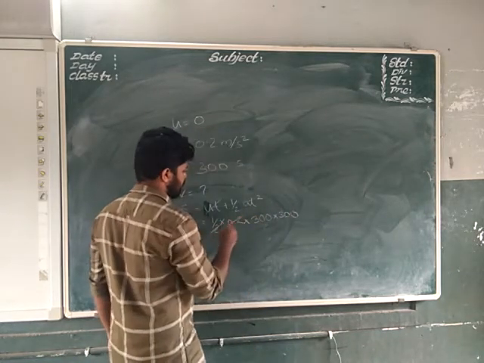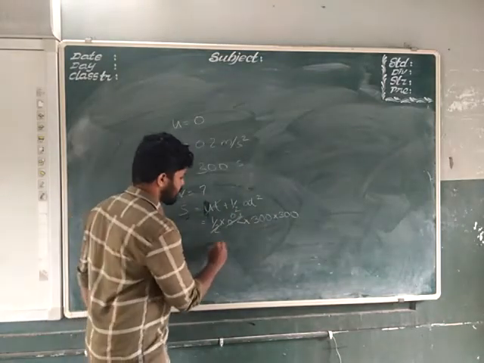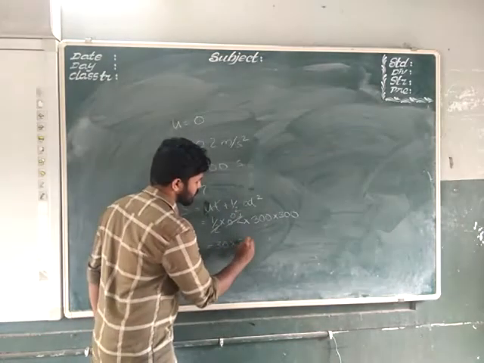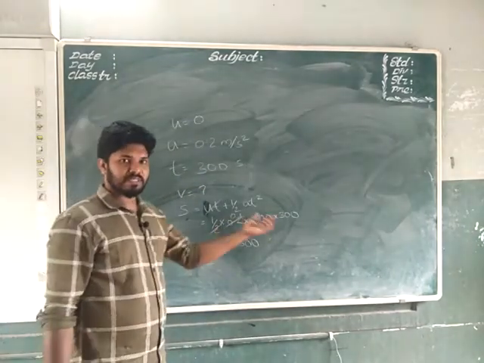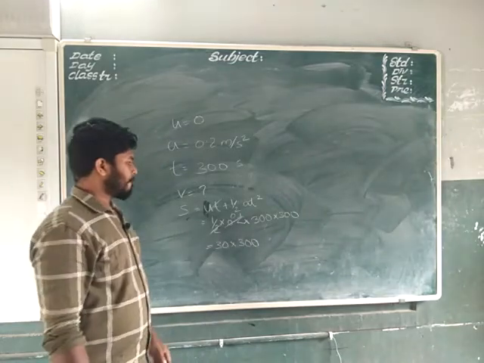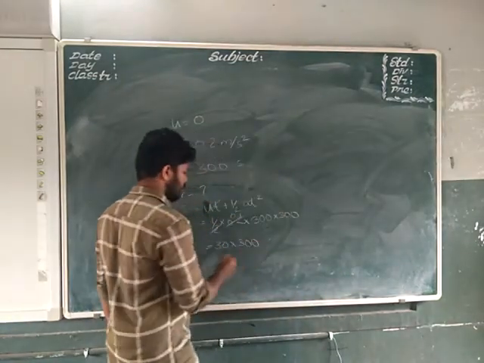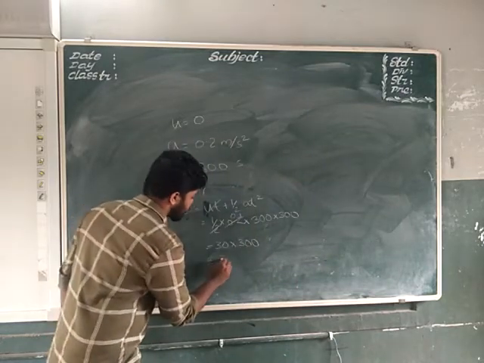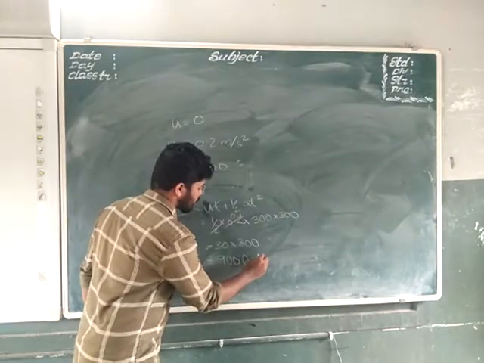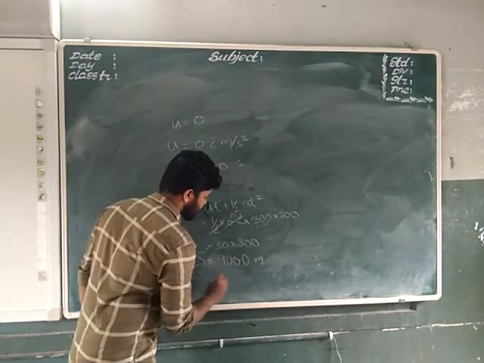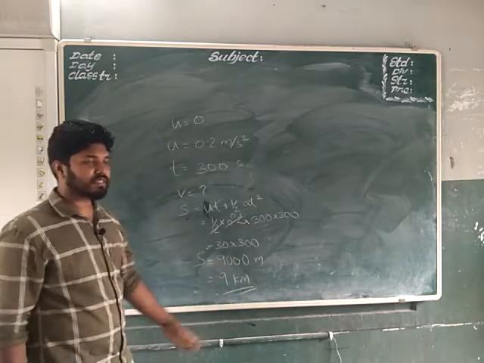So this is 0.1. What is 0.1 into 300? That is 30, into 300. 0.1 means dividing by 10. Now what is 30 into 300? We know 300 into 3 is 900. So if it is 30, it becomes 9,000. S equal to 9,000 meter, which is equal to 9 kilometer.